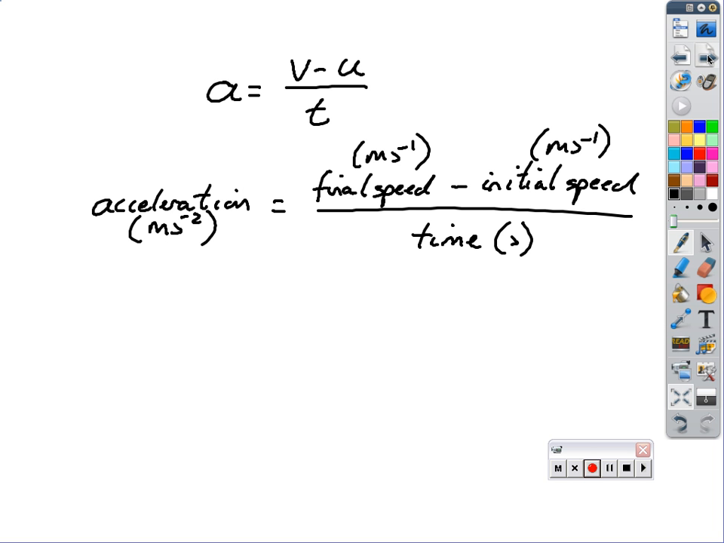Right, so then we looked at the formula. The formula is a equals v minus u over t. Acceleration is measured in ms to the negative 2, remember the negative 2, and the v is final speed, the u is initial speed, and the time is t, measured in seconds, or meters per second for speed.